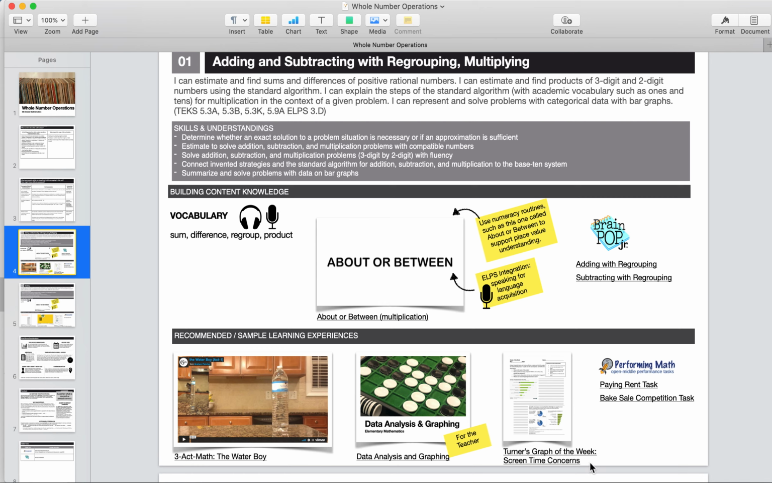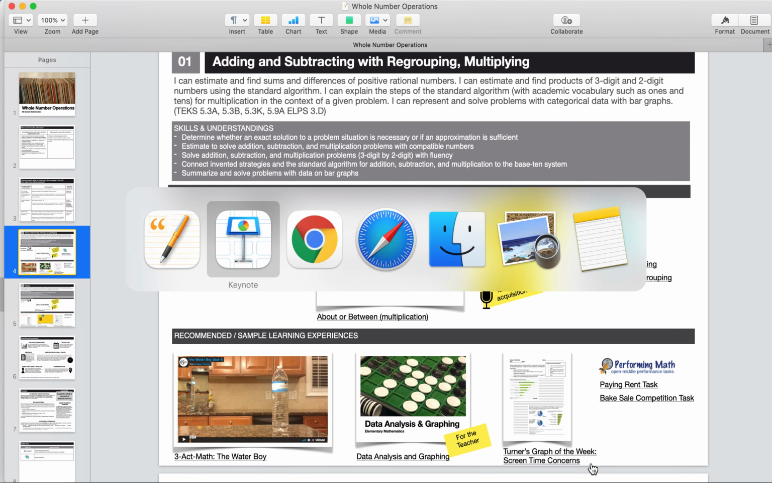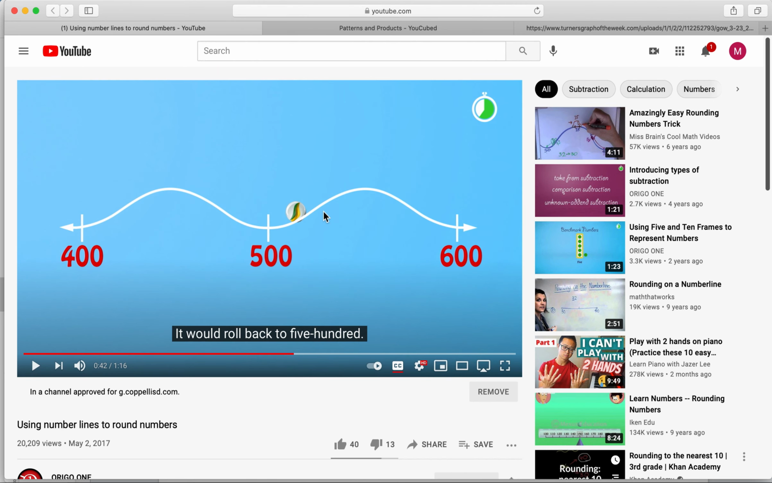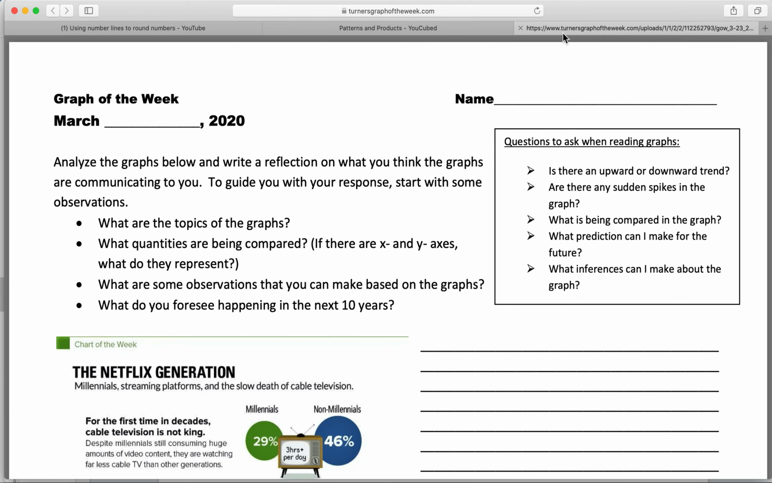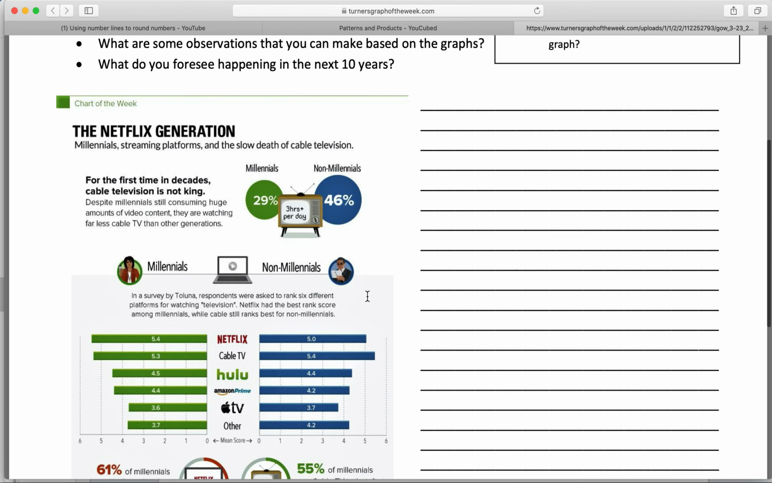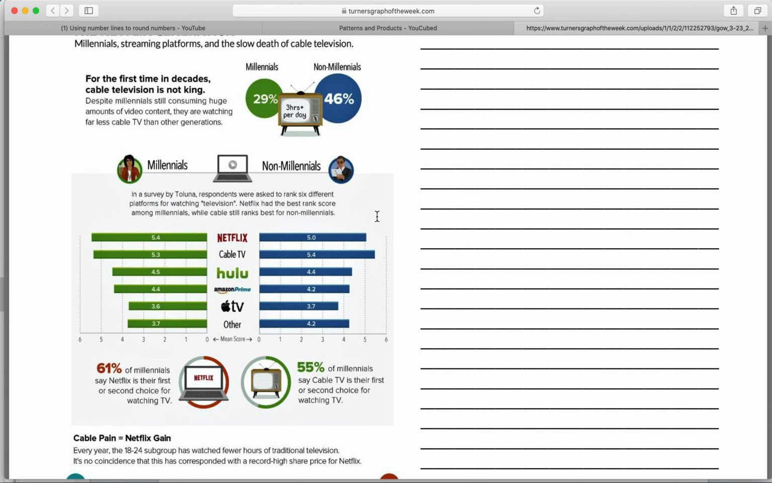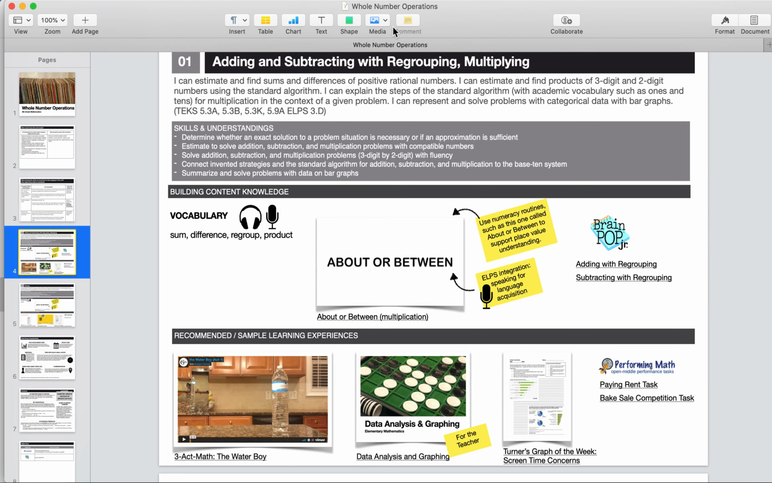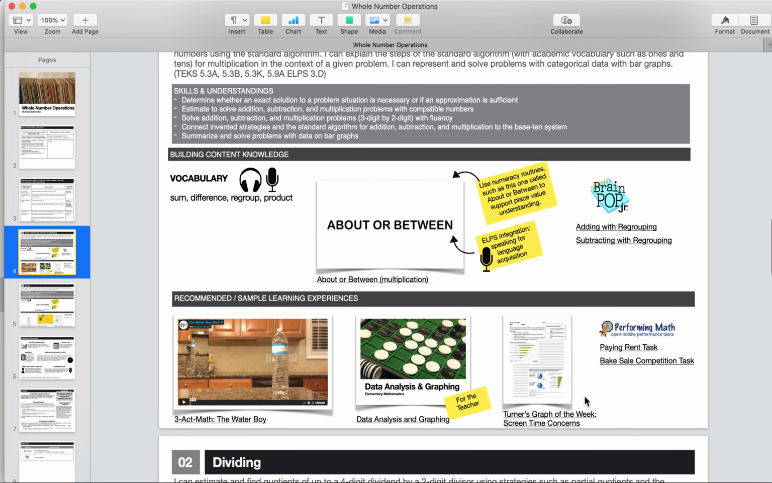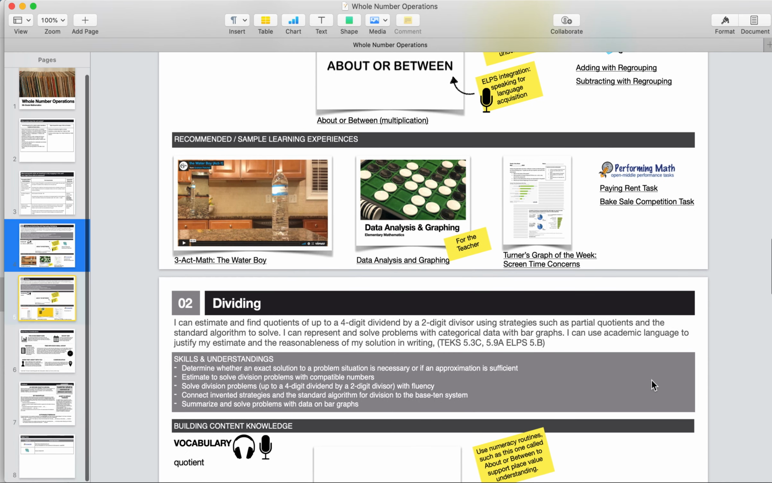There's also a resource from Turner's Graph of the Week on screen time concerns. And you'll see that this educator has shared a real-life graph and some prompts to promote some critical thinking around what the students notice and wonder. Here are the links to the performing math tasks as well that align to this week in the curriculum.